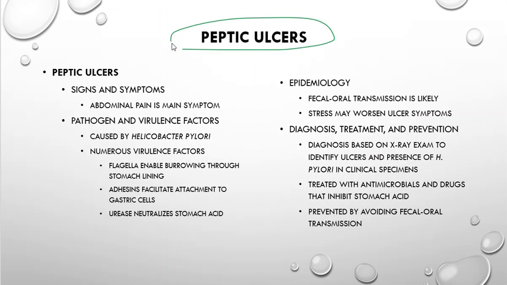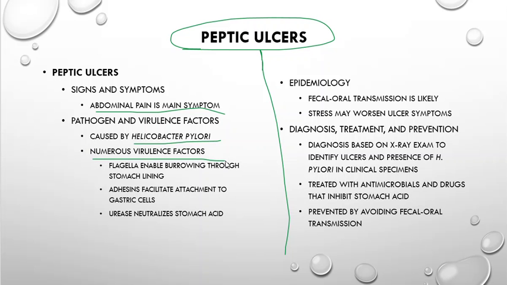Peptic ulcers used to be a real problem, and a lot of people had to have parts of their stomach removed from this. It was thought at that time to be a psychiatric thing, stress related. Stress does aggravate it, but actually it's caused by a bacteria called Helicobacter pylori. Abdominal pain is going to be the main symptom. It's going to be like a gnawing pain, and it's a very good reason for feeling like that.